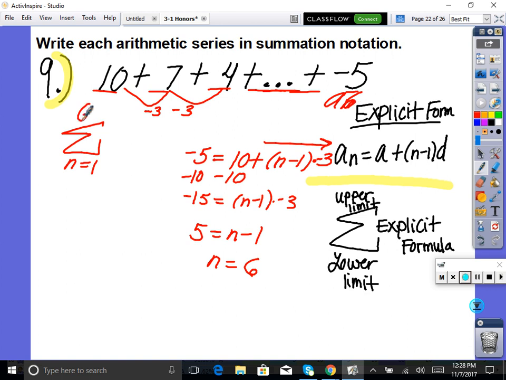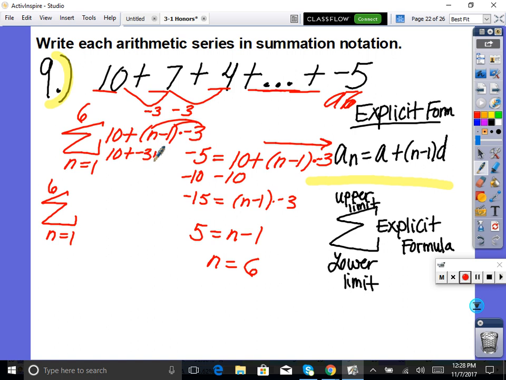So we're going from 1 to 6. We're summing up 6 terms. Now we've got to write in our explicit formula. It's arithmetic. The explicit formula for arithmetic is a sub 1 plus n minus 1 times the common difference. And then they would simplify the answer. So we would say n is equal to 1 up to 6. Multiply n by negative 3.